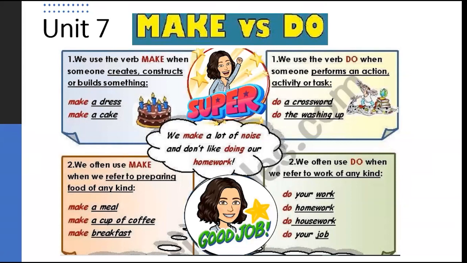And do, on the other hand, it's used for performing actions or activities, like when we are doing a crossword, doing the washing up, doing work. But these are all actions, أفعال or activities. So the difference between make and do, إن المake إحنا نصنع شيء, and do is when you are performing something. قاعدين يعني نشتغل بشيء معين. Okay, مو قاعدين نصنع. So this is the difference between make and do.